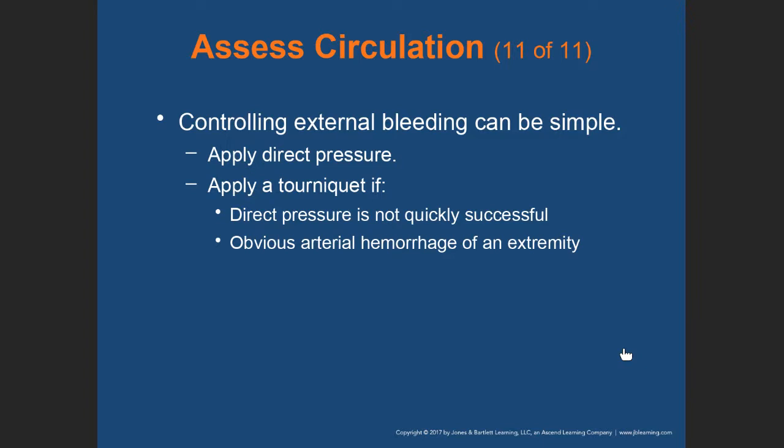So that's a pulse. You will look at the skin color in the palms. If you see changes in the palms, you look for it centrally. So is a patient pale? Is a patient cyanotic? Do you see yellow skin, excessively flushed skin?